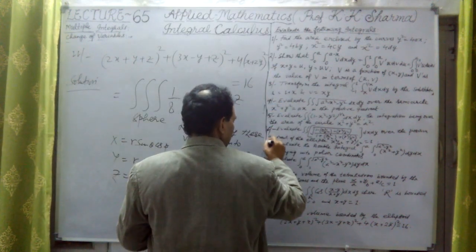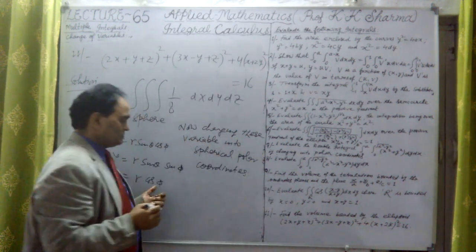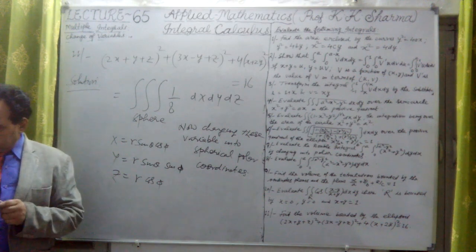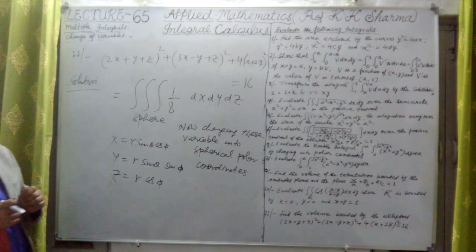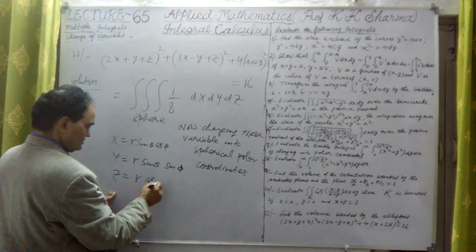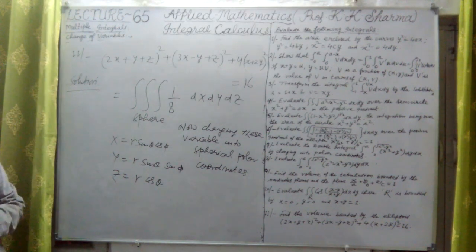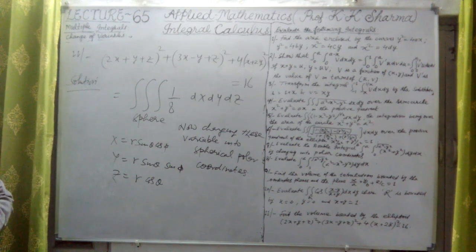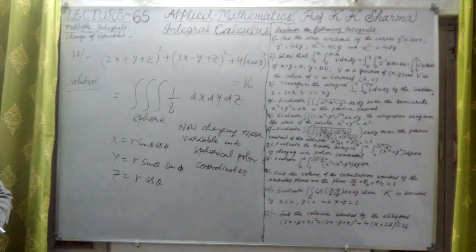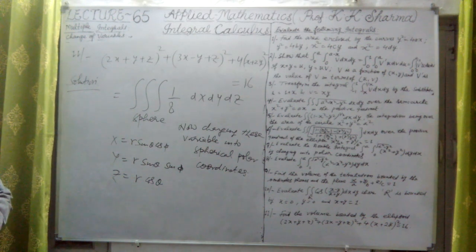So what are the spherical polar coordinates? Okay, these are the spherical polar coordinates. Let me just find out these values. z is equal to r cos theta, x is equal to r sin theta cos phi, and y is equal to r sin theta sin phi.